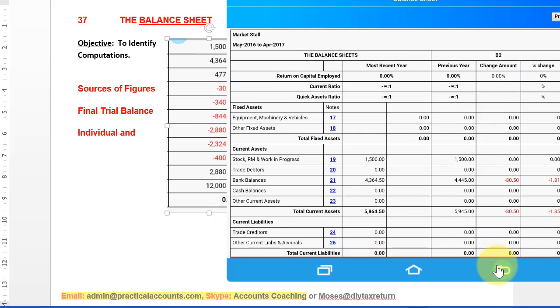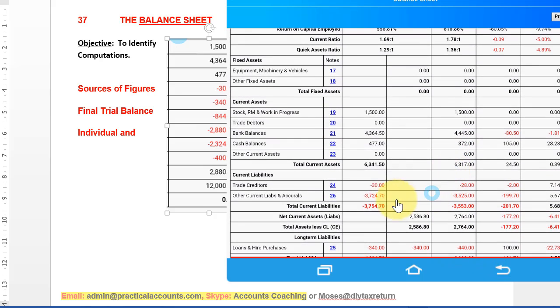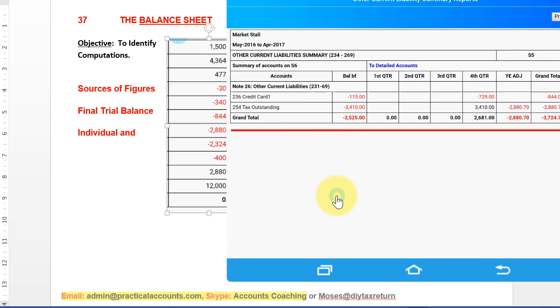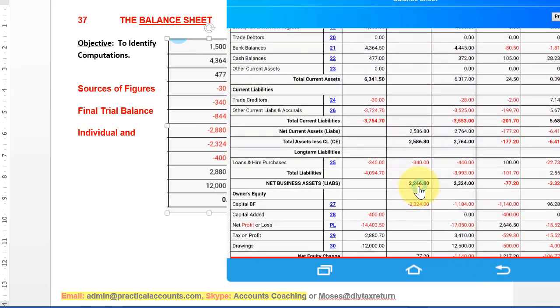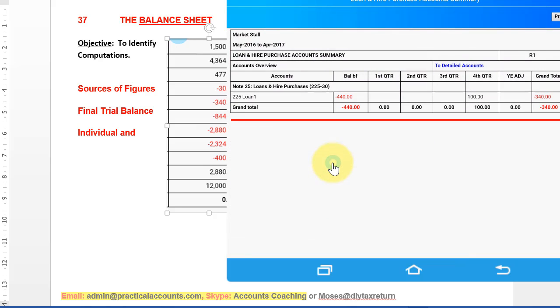And then we go back to this 3724. Like we mentioned, it's a sum of 844 and the 2880 owed for tax, giving us 3724 on the balance sheet. So let's go back. And then we look at the 340. What is the 340? Where is it coming from? It's all coming from loan 1. That's where it's coming from.